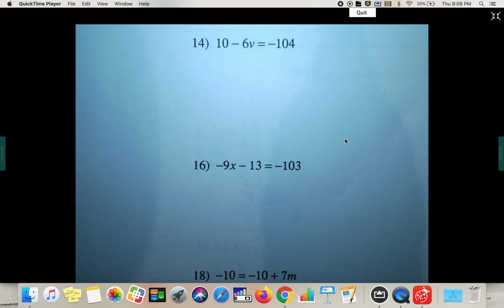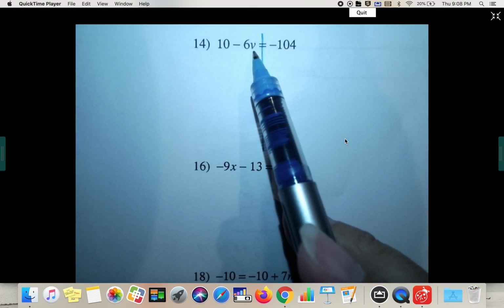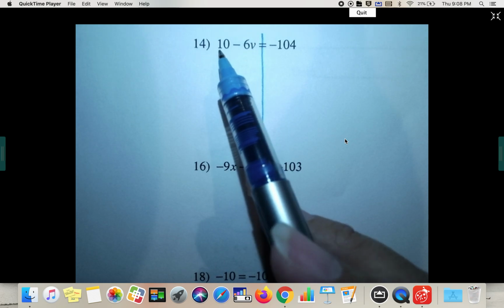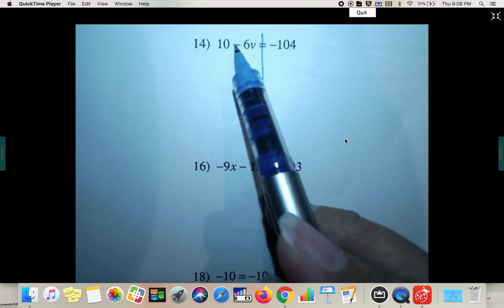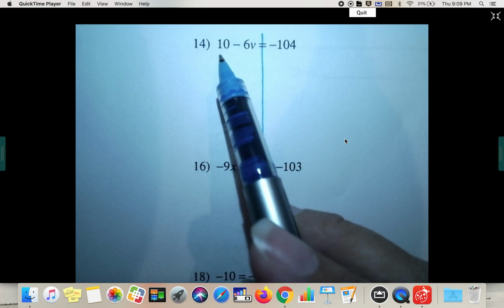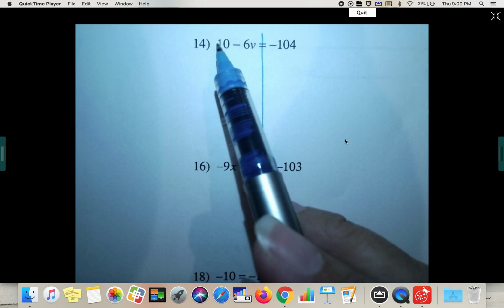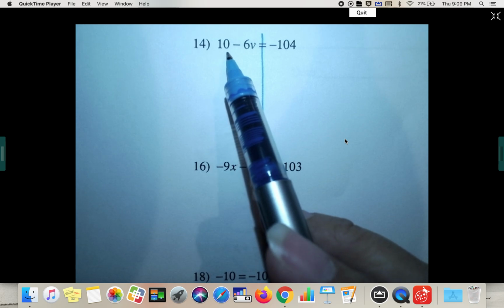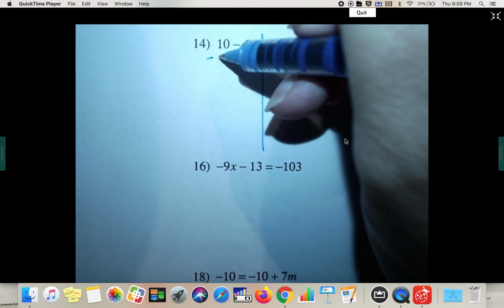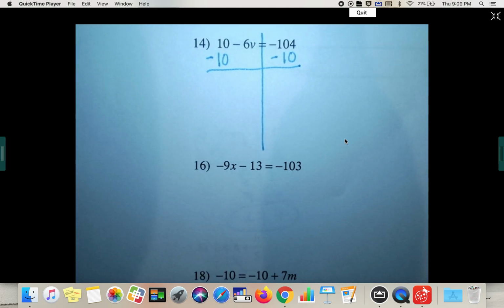Okay, number 14. Keep the 6 times v together until the end. We need to first get rid of the 10. Do not let this minus confuse you and think that you need to add it. If you added 10 plus 10, it would not cancel. 10 plus 10 equals 20. You want it to cancel and go to 0. So the only way to get a positive 10 to go to 0 is by subtracting it on both sides. What you do to one side, you always do to the other.